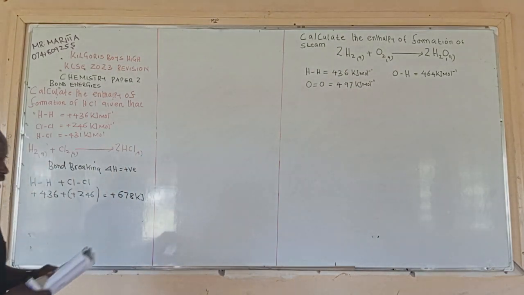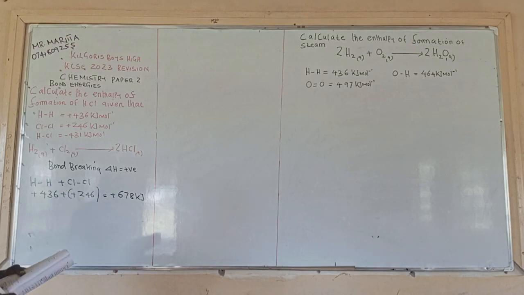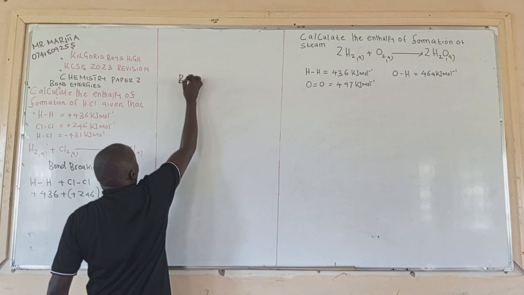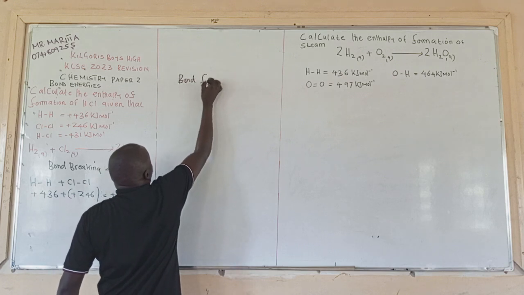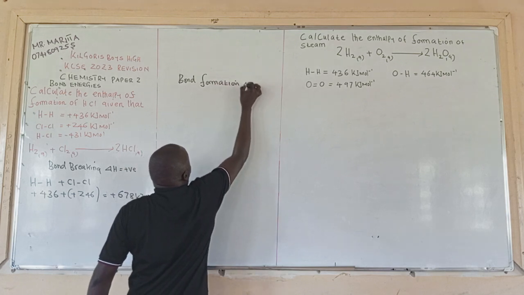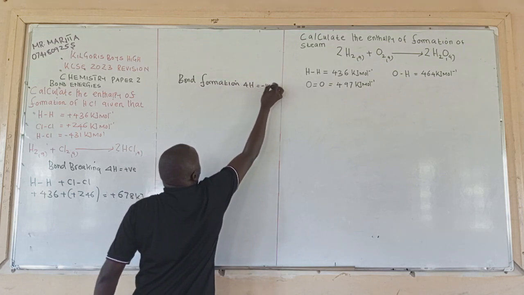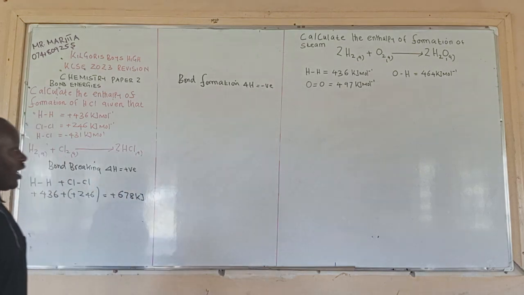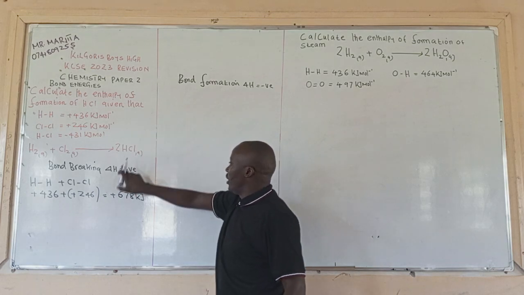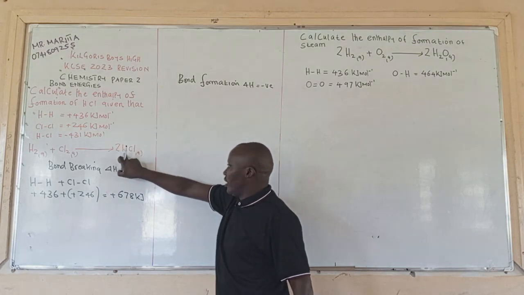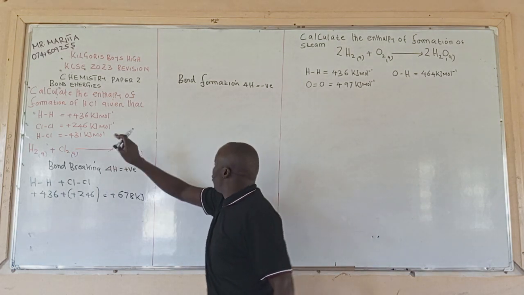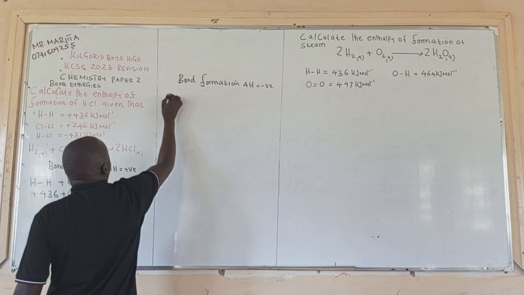Then from there you calculate the bond formation. So you talk of bond formation, and the bond formation is always an exothermic reaction, so it should be negative. In the bond formation, it normally involves the product side, and here it is 2 moles of hydrogen chloride. So you will be having these 2.